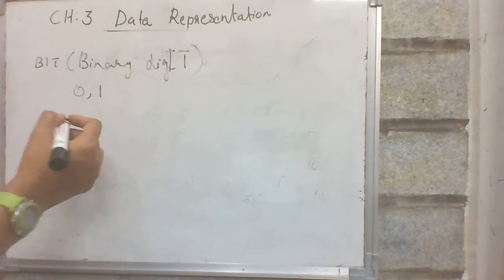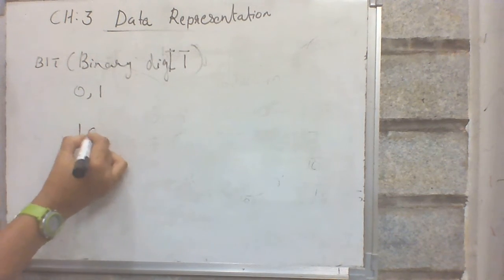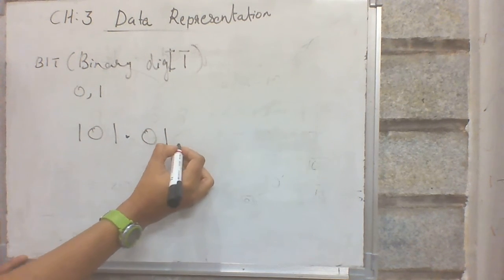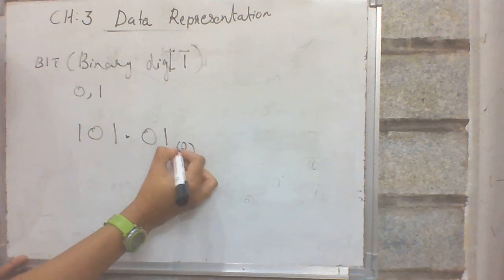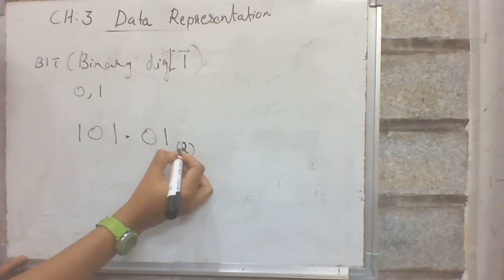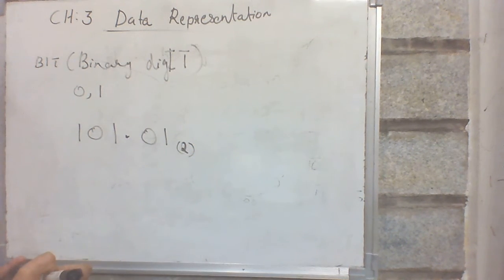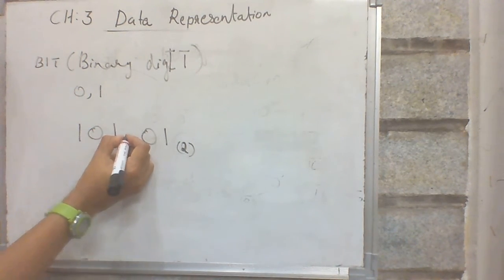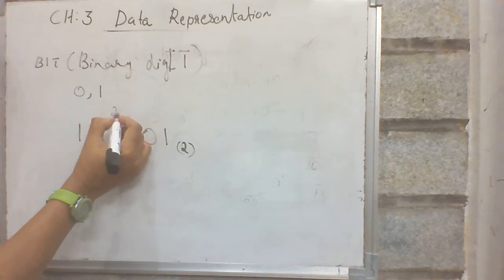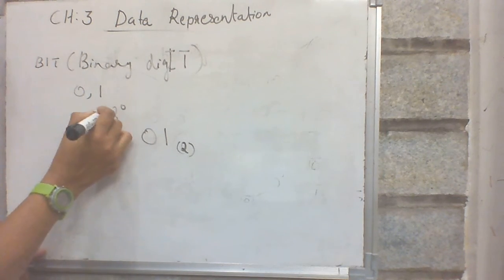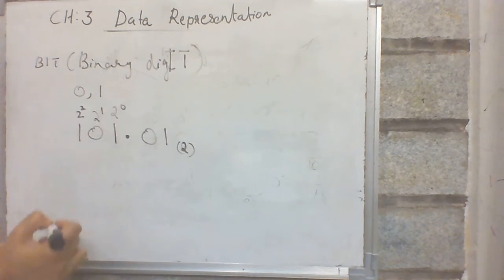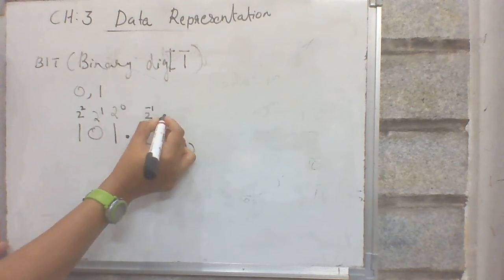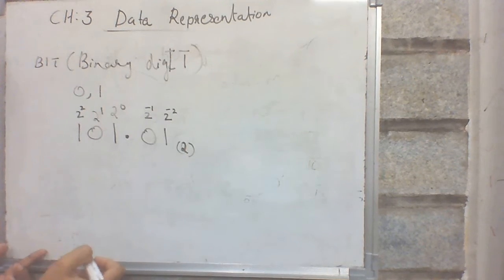See, one binary number we can represent as 101.01. Then what is the base radix? 2. You have to write this base radix at the bottom right corner. Then the positional values before the decimal point are 2 to the power 0, 2 to the power 1, 2 to the power 2. Then on the right side it will be 2 to the power minus 1, 2 to the power minus 2.